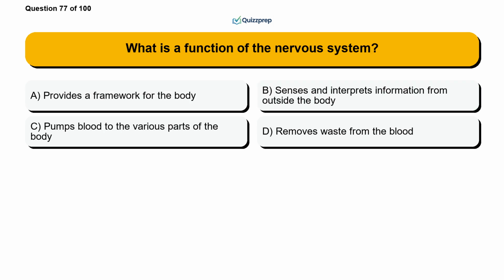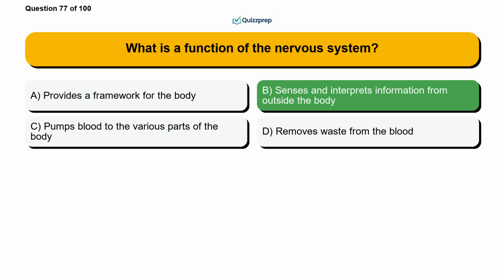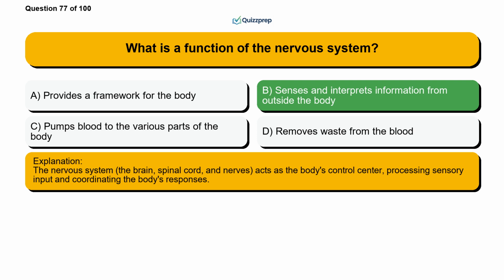Question 77. What is a function of the nervous system? Option A, provides a framework for the body. Option B, senses and interprets information from outside the body. Option C, pumps blood to the various parts of the body. Option D, removes waste from the blood. The correct answer is option B, senses and interprets information from outside the body. The nervous system, the brain, spinal cord, and nerves, acts as the body's control center, processing sensory input and coordinating the body's responses.